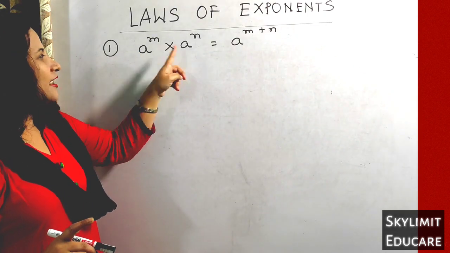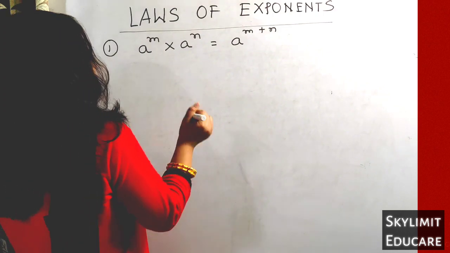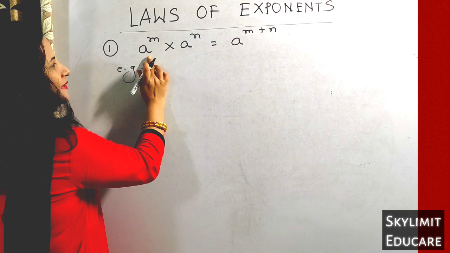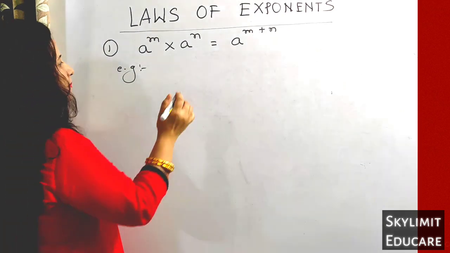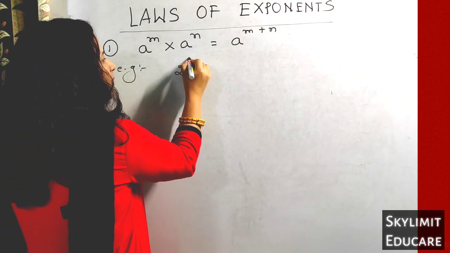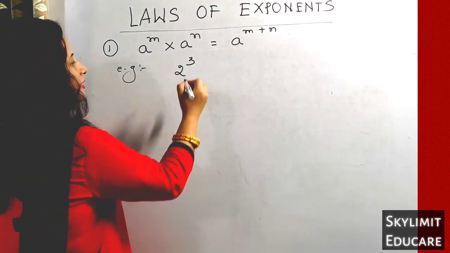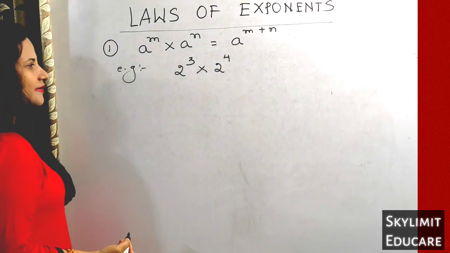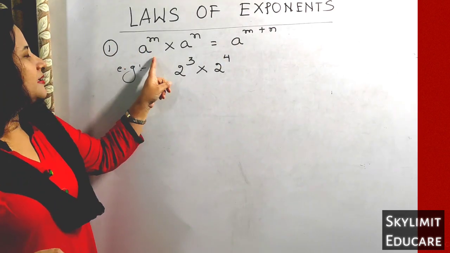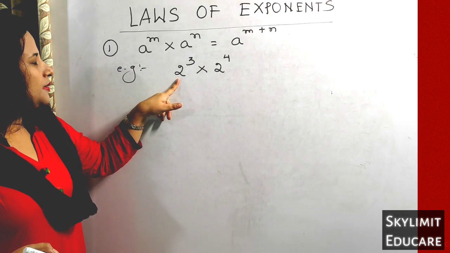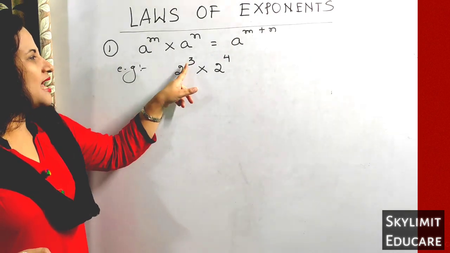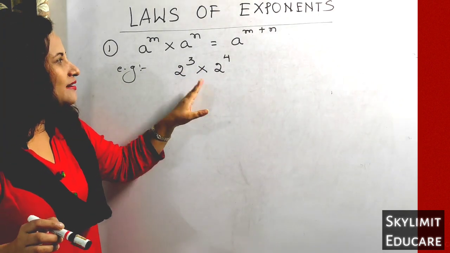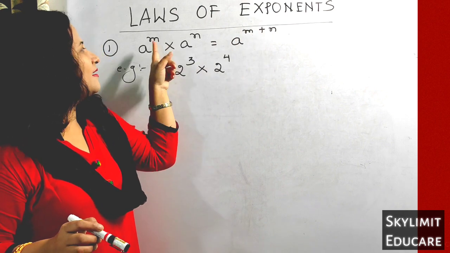See, both bases are the same. I'll give you an example here. The base should be the same. Suppose you have 2 to the power of 3 multiplied to 2 to the power of 4. That means, in the first law, any number to the power of two same numbers having different powers and multiplied together, the powers are added.